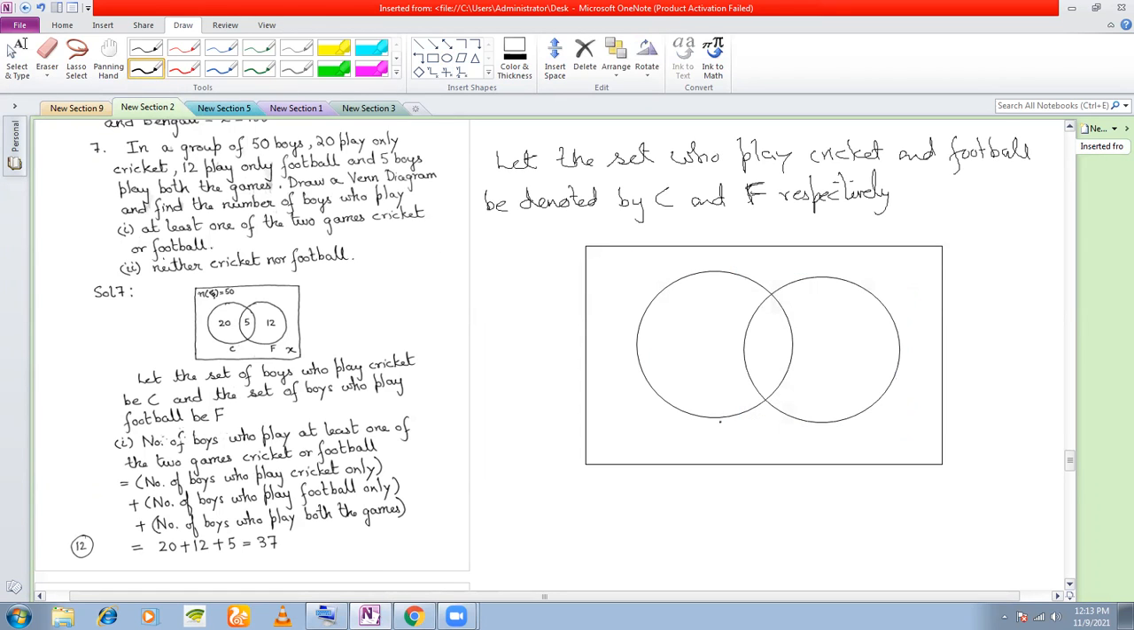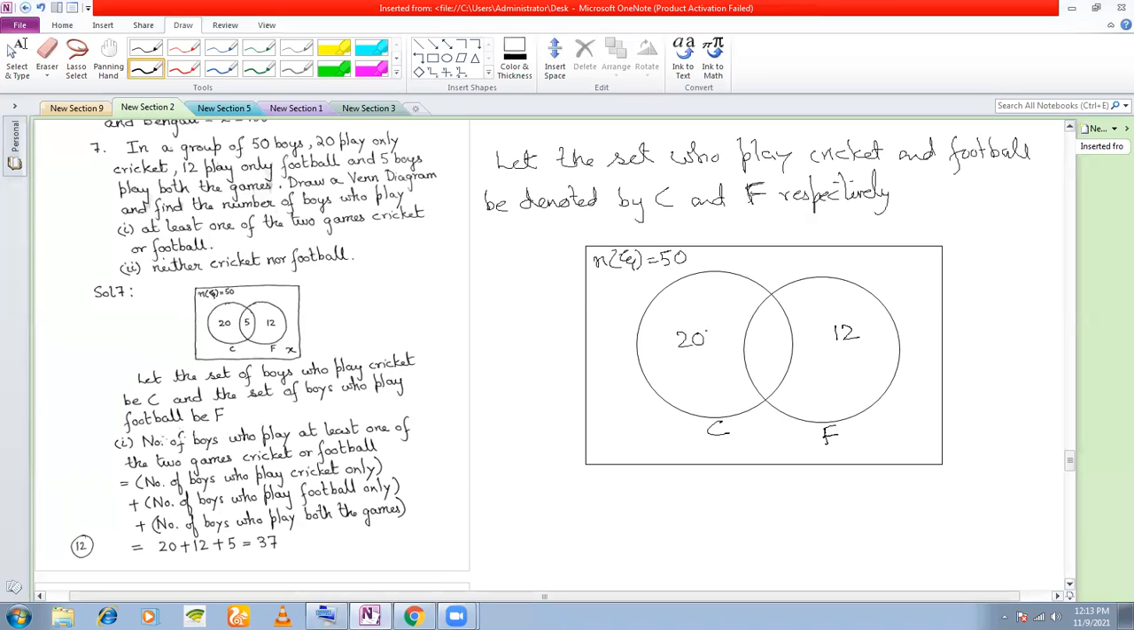So this is your set C. This is your set F. How many boys in total? 50. So cardinality of the universal set is 50. Okay. 20 play cricket only. When I say cricket only, that means this part. So 20 play cricket only. 12 play football only. That means 12 is here, right?